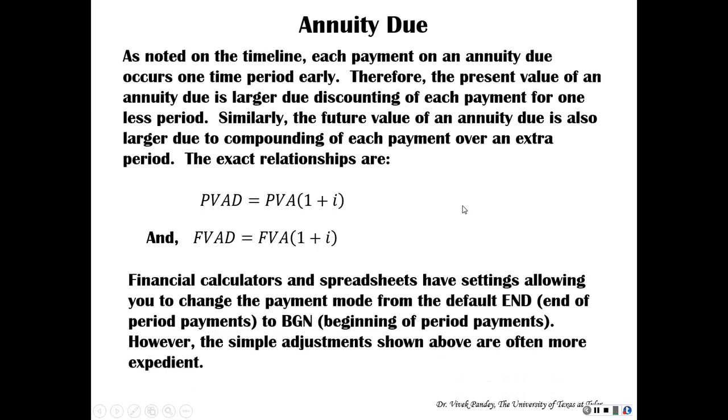I, right? And of course, financial calculators and spreadsheets have settings that allow you to change the payment mode from end of period to beginning of period. So you could use those, change the payment mode, and then you could calculate present values, future values. But just for present value or future value of an annuity due calculation, you can simply take a future value of regular annuity and multiply it with 1 plus I.